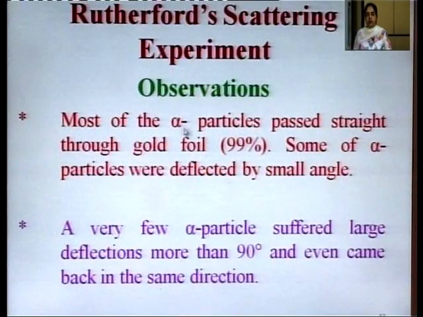Observations. Most of the alpha particles passed straight through the gold foil, 99%. Some of the alpha particles were deflected by a small angle. A very few alpha particles suffered large deflections, more than 90°, and even came back in the same direction.